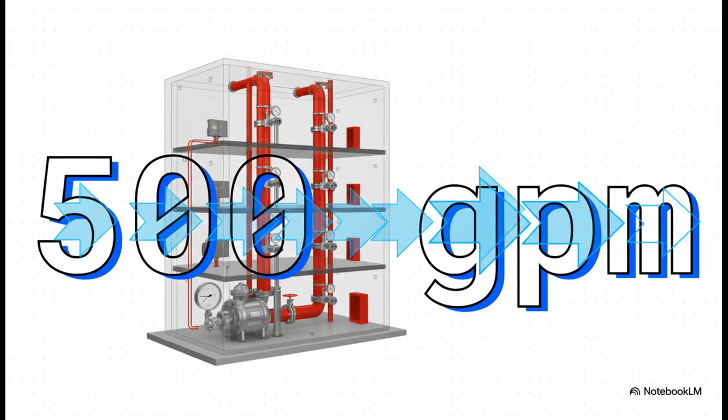Here it is, the first magic number you need to know, 500 gallons per minute. This is the absolute minimum flow your system has to deliver to the single most hydraulically demanding standpipe. And what that really means is the one that's highest up and furthest away from the pump. Every single calculation you do starts from this baseline.